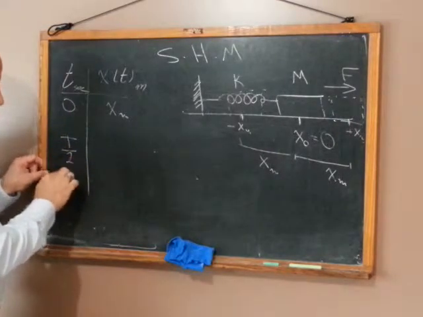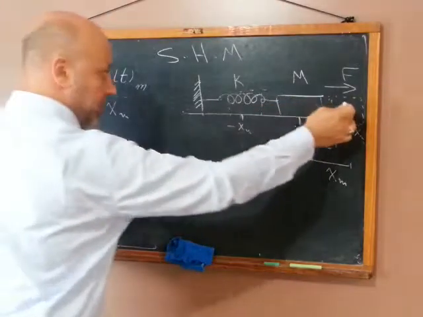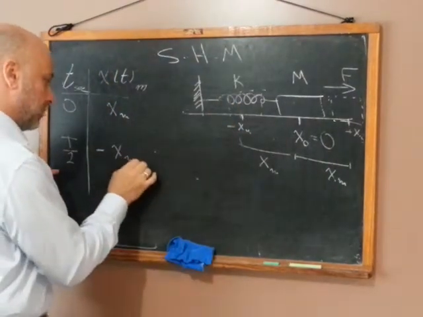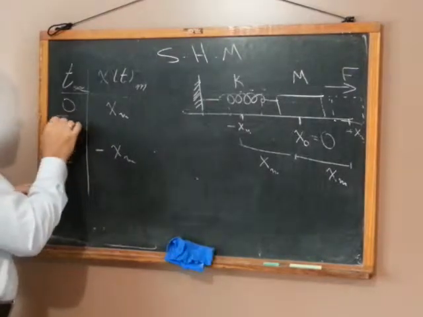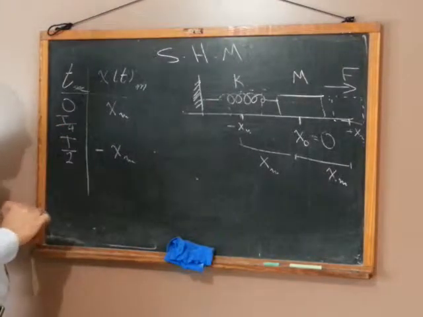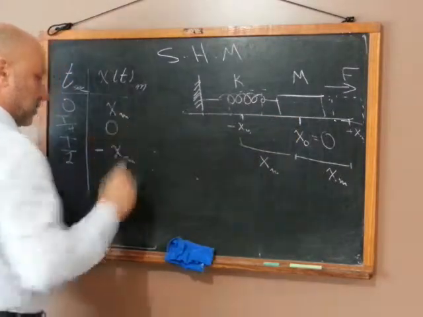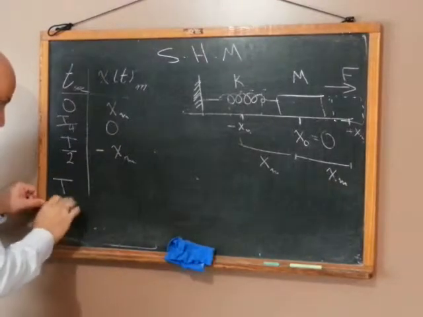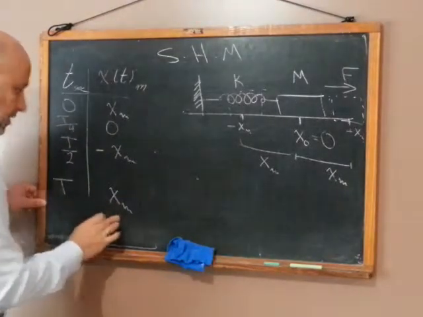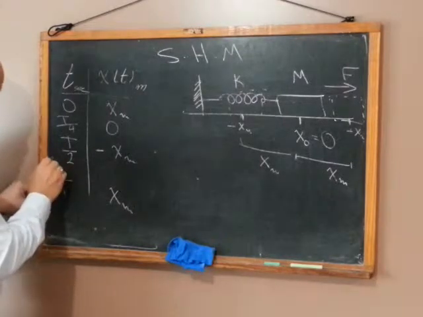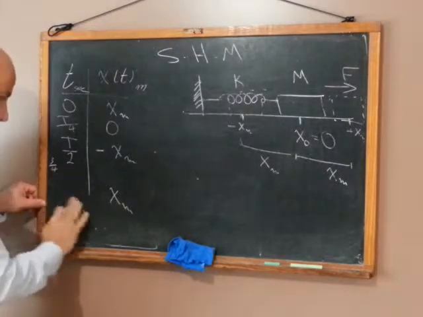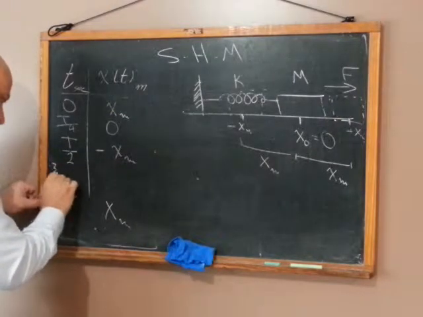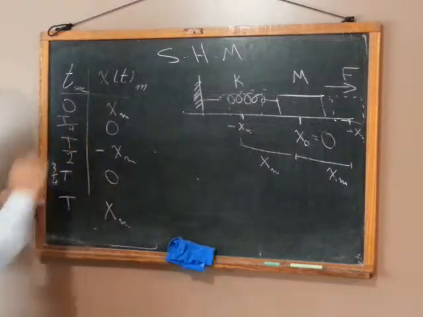So when the time equals half of the period, the object has to be in this position, negative x max. And between them, when the time equals 1/4 of the period, the object is at the 0 position. And then the object needs a full period to go back to x max. Let me put t down here, that's x max, and then at 3/4 of the period, the object will be back in the equilibrium position.